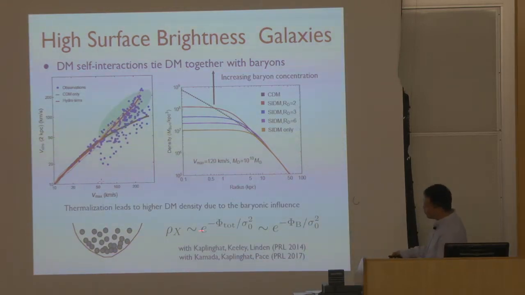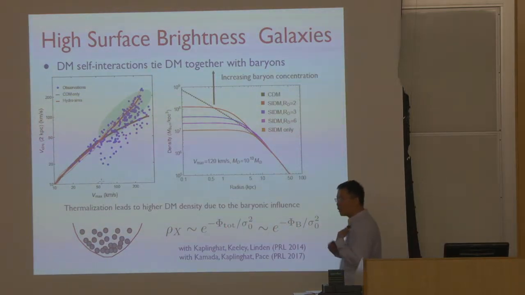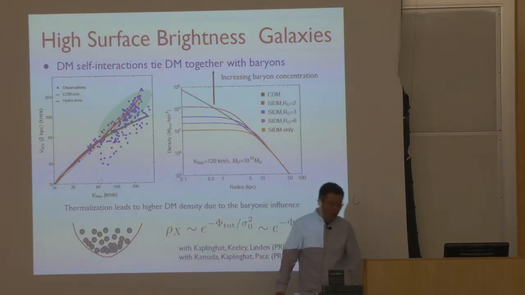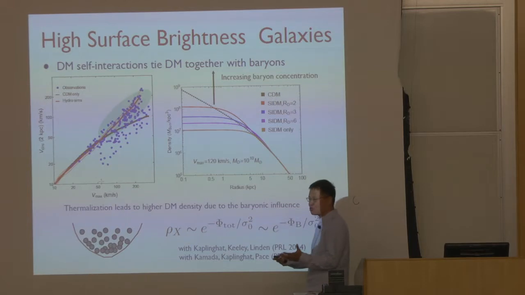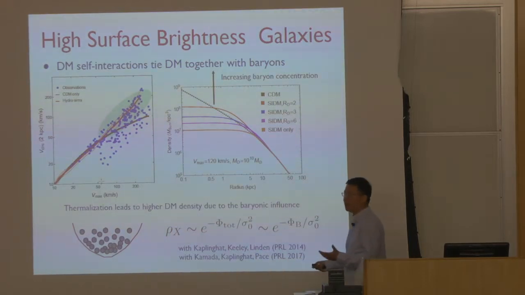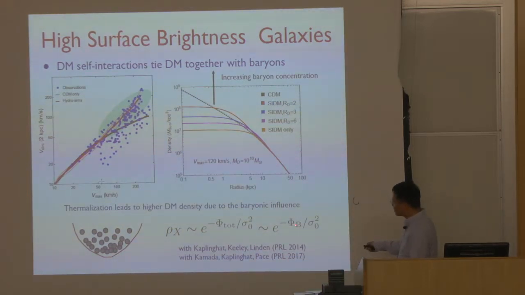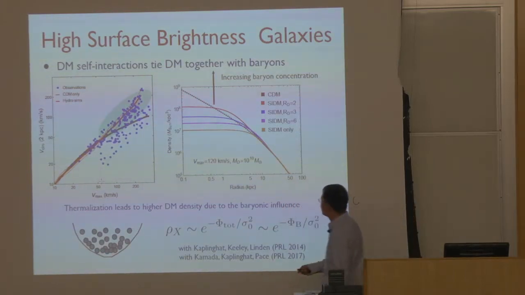Now, you go back to your isothermal distribution, you replace the potential by the baryon potential. Now, because we look at the baryon distribution, we don't care about the formation history. So you look at the luminosity function you can measure, and you can figure out what the baryon distribution is. You can plug into this potential to predict what the central dark matter distribution is. So this is what you show.